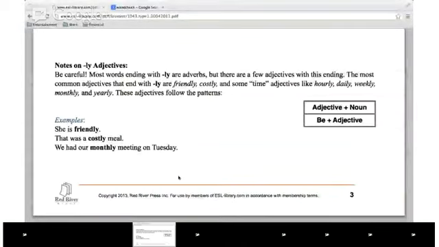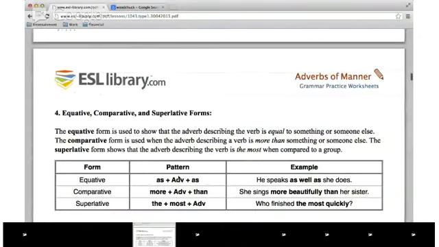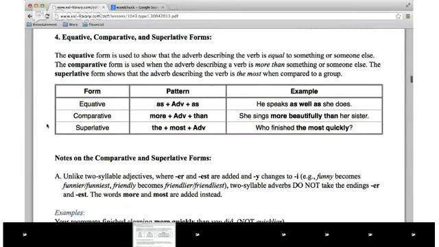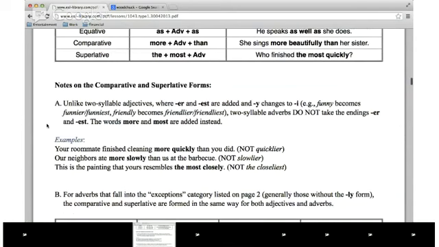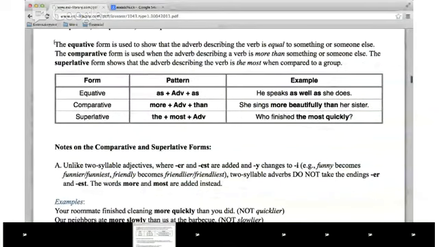Okay, so Carlos, we're going to go down to page number 4. I'm going to have you read about equative, comparative, and superlative forms. So I'll have you read this paragraph, the chart, and A, from here down to the examples under A, please.